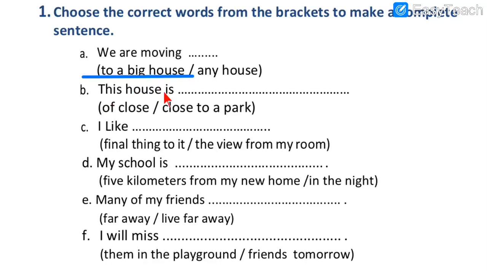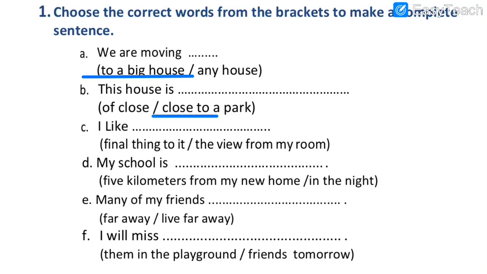Next, this house is dash. So what is the answer? Let us see the options. Far off, or close to a park. Which one will be correct? This house is far off, or you can say this house is close to a park. It is very easy and it is visible. The correct answer is the second option.